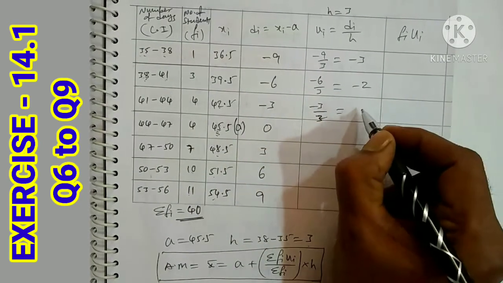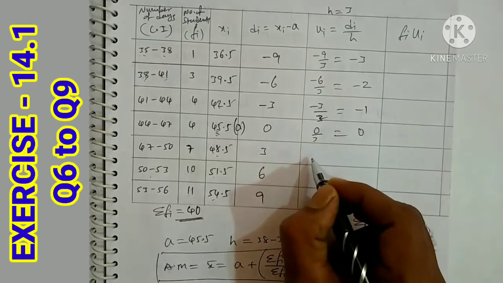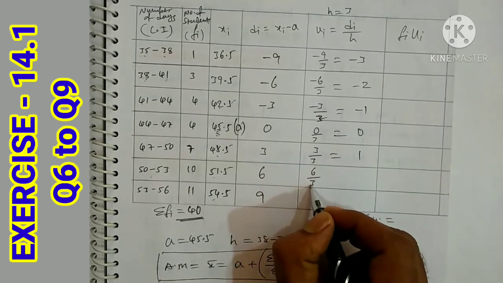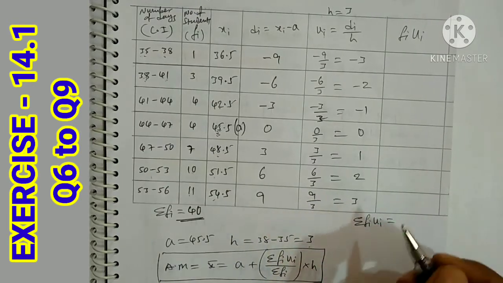Minus 3 by 3 is equal to minus 1. Here it is 0 by 3 is equal to 0. 3 by 3 is equal to 1. 6 by 3 is equal to 2. 9 by 3 is equal to 3.